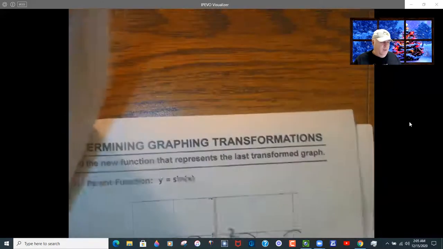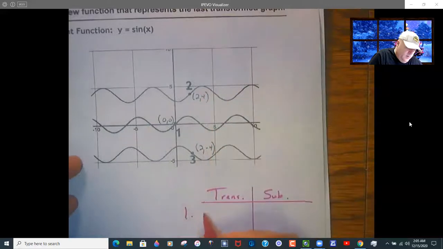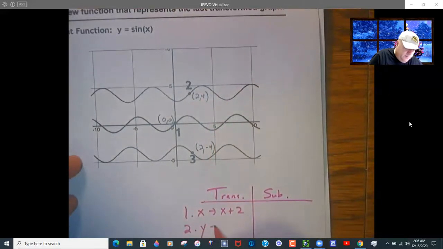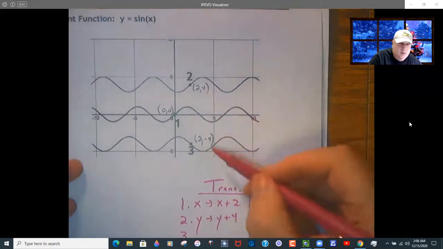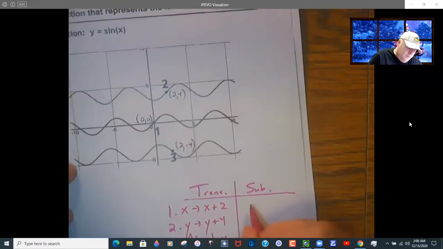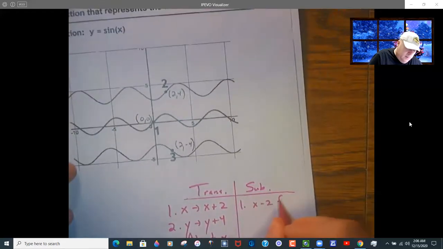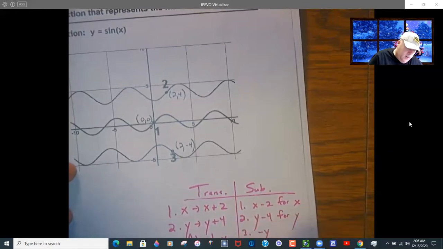All right, final problem. See if you can do it. Come back to the video. From 1 to 2, we went 2 to the right and 4 up. And then we went from 2 to 3 about x, reflected about x. Okay, so x minus 2 goes in for x, y minus 4 goes in for y, and then negative y for y.